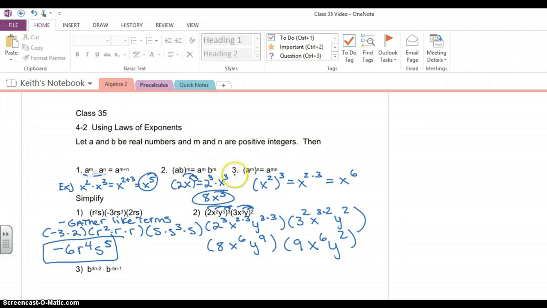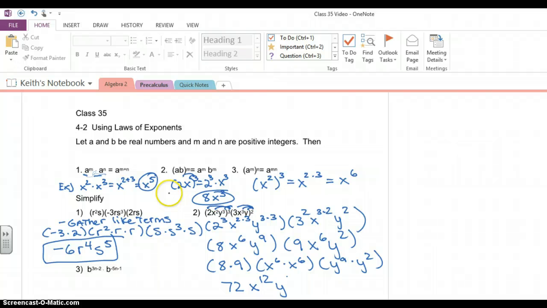So now that we distributed, we can now gather the like terms. So 8 times 9, then x to the sixth times x to the sixth, and y to the ninth times y squared. So 8 times 9 is 72. Here you're going to add the exponents, so 6 plus 6 is 12, and 9 plus 2 is 11.